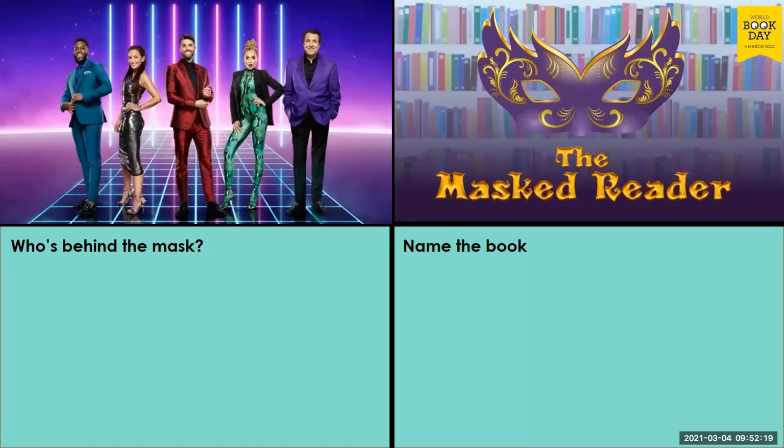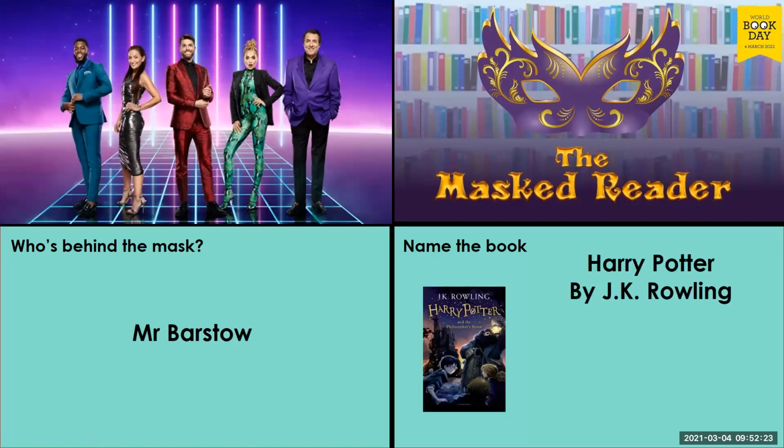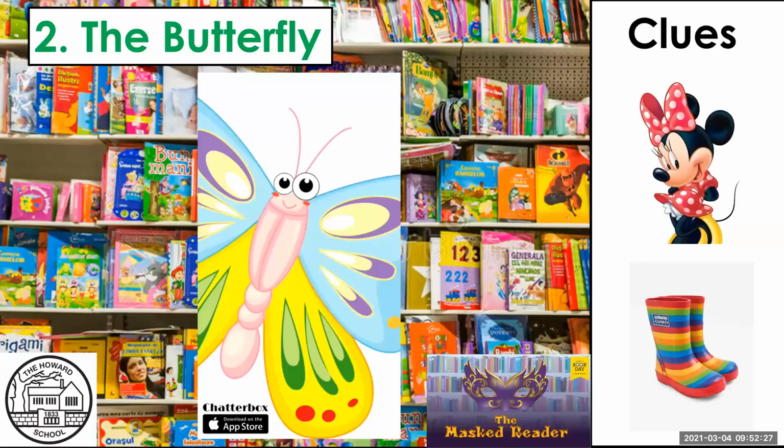So the teacher reading this particular book was Mr. Barstow. And the name of the book, he was reading Harry Potter by J.K. Rowling. Okay, classic novel there. Next character up on the Mass Reader is the butterfly. Again, look closely at the clues to see if you can guess which teacher it is, and listen carefully to the story that the butterfly is reading.